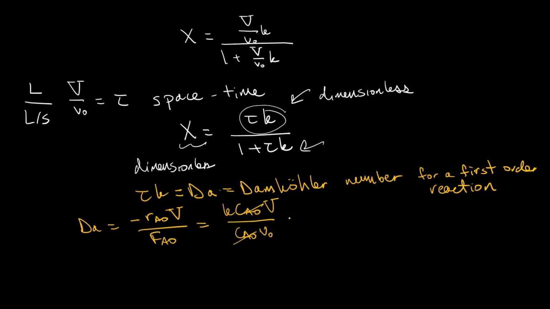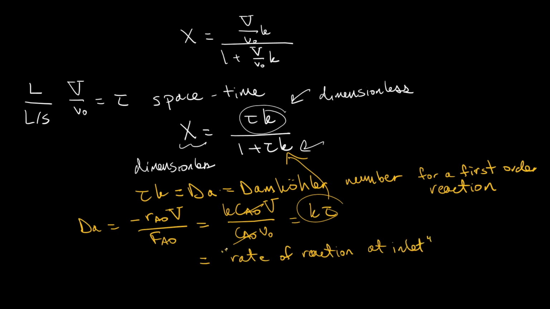These two terms cancel out. And again, remember this V over v_0 is our space-time, so we get k times tau, which fills into this quantity right up here. So that's our Damköhler number for this problem. And we can think of the Damköhler number as the rate of reaction at the inlet divided by the rate of convection at the inlet.